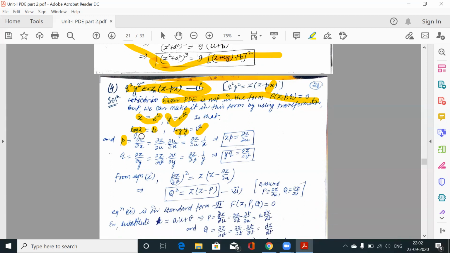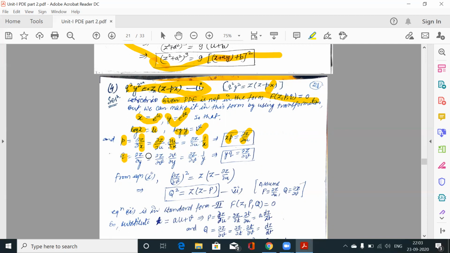So what is p? Del z over del x. Now z is a function of x and y, and x is a function of u, y is a function of v. So del z over del x is equal to del z over del u into del u over del x, and del u over del x is 1 by x. So xp is equal to del z over del u. This x will be multiplied on the left hand side. So xp is equal to del z over del u.